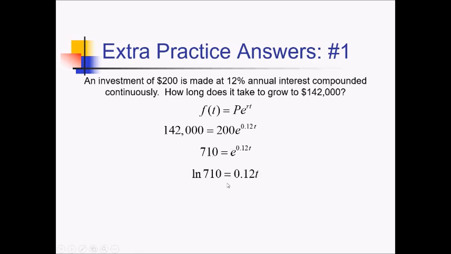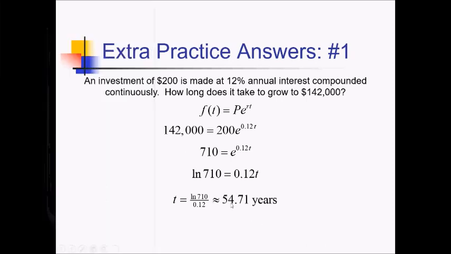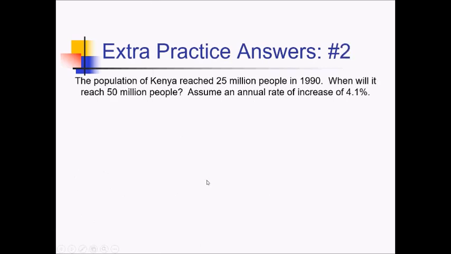And let me divide both sides now by 0.12. And at this point, it's up to the calculator. So all of that is going to come out to about, let's see, we'll say 54.71 years, depending on how much we want to round here.